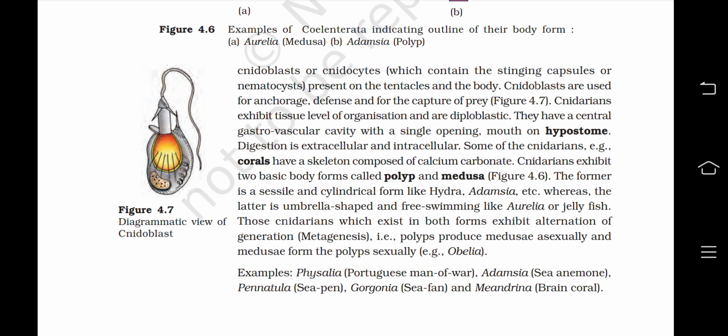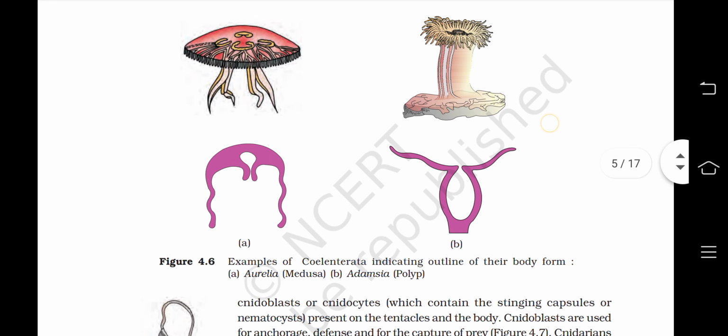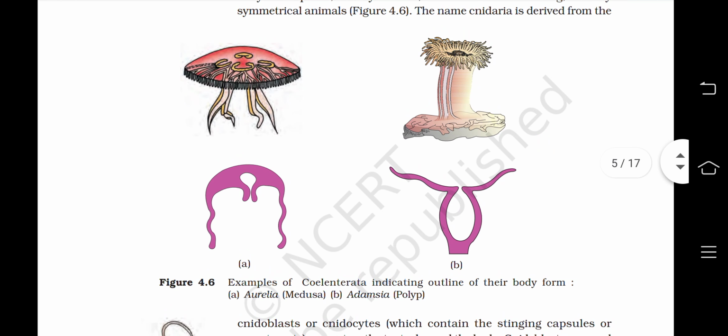Some of the cnidarians, corals, have a skeleton composed of calcium carbonate. Cnidarians exhibit two basic body forms called polyp and medusa. Figure 4.6 shows examples of Coelenterata indicating outline of their body form. A is Aurelia and the form is Medusa. B is Adamsia, which is a polyp form.